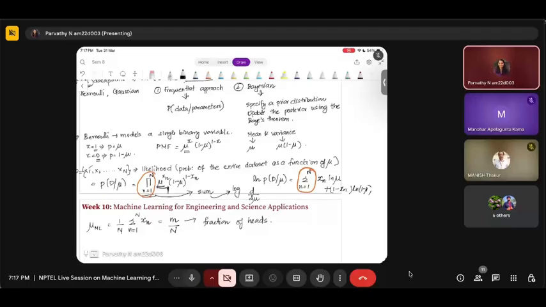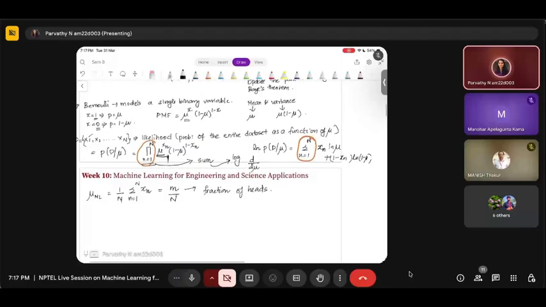Now, for binomial distribution, it will count the total number of heads among n flips. So if I have n flips, it will count the total number of heads m in the n flips. So the binomial PMF, we know that it is n factorial by m factorial n minus m factorial. For that, the mean will be n times mu and the variance will be n times mu into 1 minus mu.